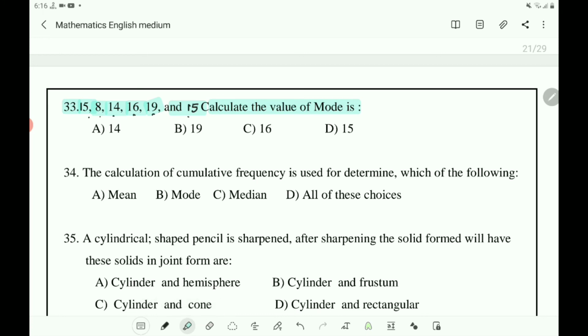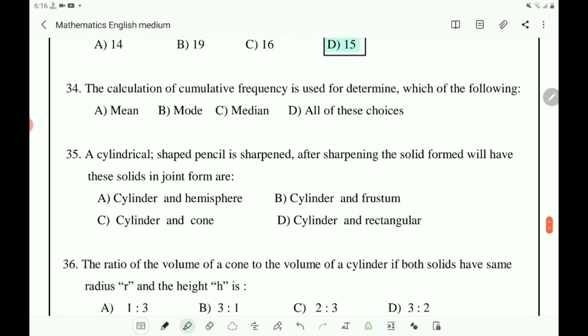You know that 15 occurred 2 times. That is the score occurred maximum number of times. That is the most repeated score. Therefore you can take 15 is the mode. Note down the answer. 15, that is mode. Then you take the question number 34.